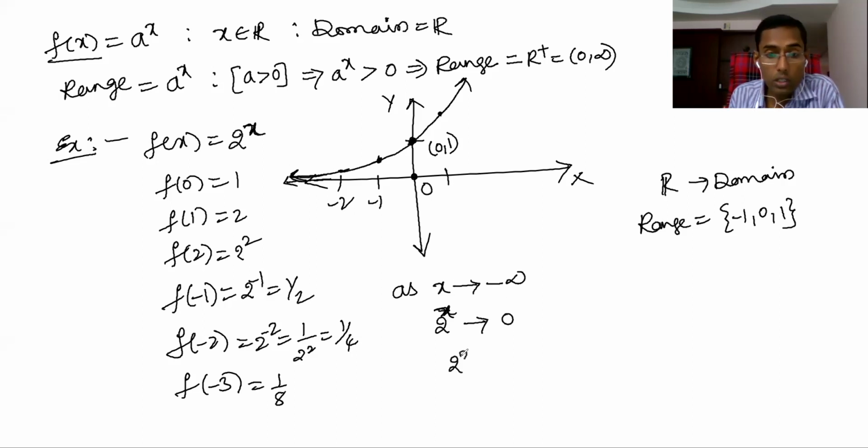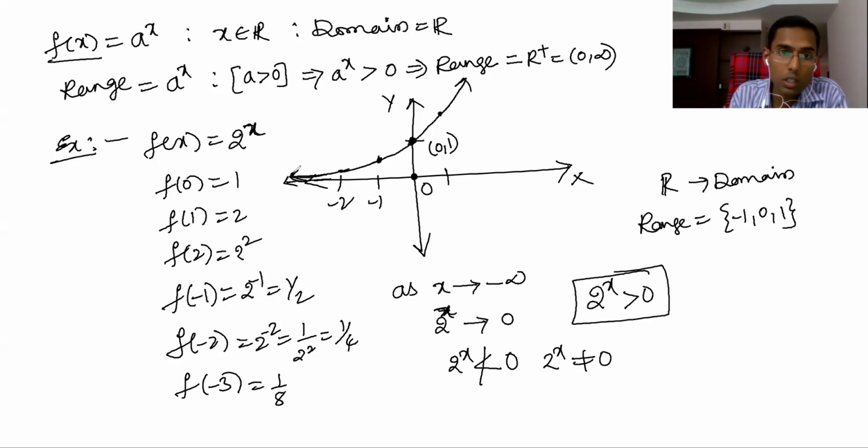2 power x cannot be negative, and 2 power x can never be equal to 0. That's the reason I wrote that 2 power x is always greater than 0. The graph is like this, so it is increasing like this. This is 2 power x, and if you want you can take 3 power x, same thing, you will get the same graph.